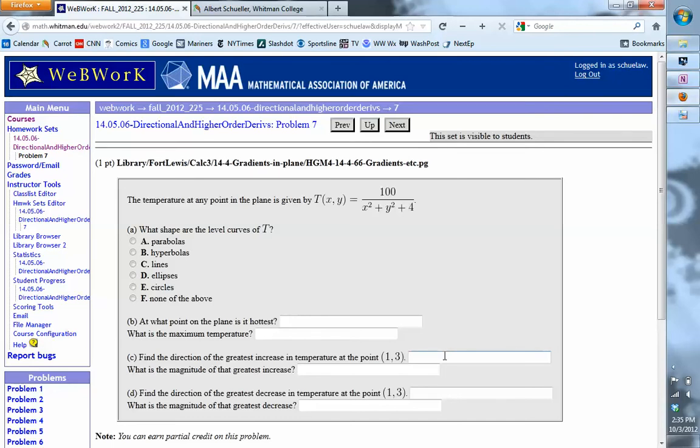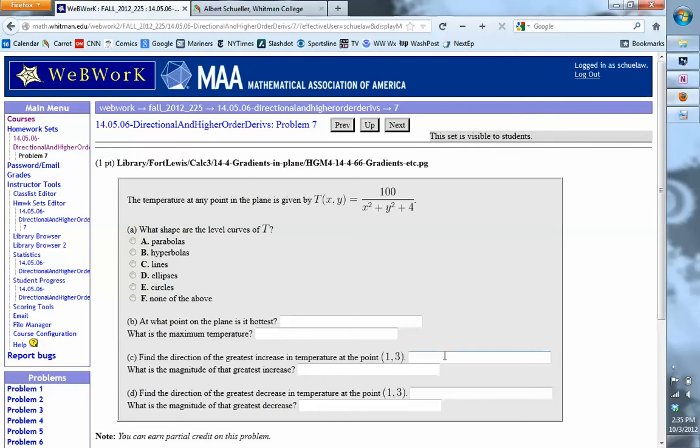Okay? This problem does have a bit of a typo in it, in my opinion. In part D, it says, what's the direction of greatest decrease? Well, if the gradient points in the direction of greatest increase, how do you turn that into the direction of greatest decrease? Just turn it around, which means multiply the vector by a -1, which means multiply each component by a -1, and that's the direction of greatest decrease.